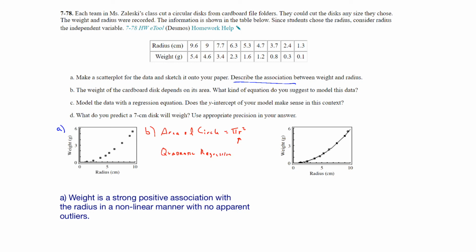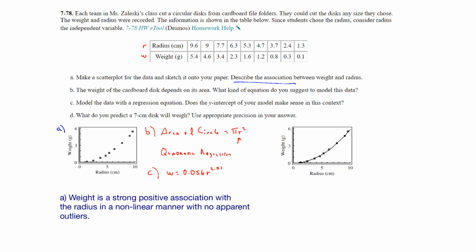And then on the next part, model the data with a regression equation. Does the y-intercept of your model make sense in this context? So you would definitely have to use the calculator at this point or something to calculate what that would be. Going to use R for the radius and W for the weight. So for part C, the line that you would calculate from your calculator would be W, which is the weight, is equal to 0.056 times the radius raised to 2.01. And once again, that would be something that you would find from the calculator.